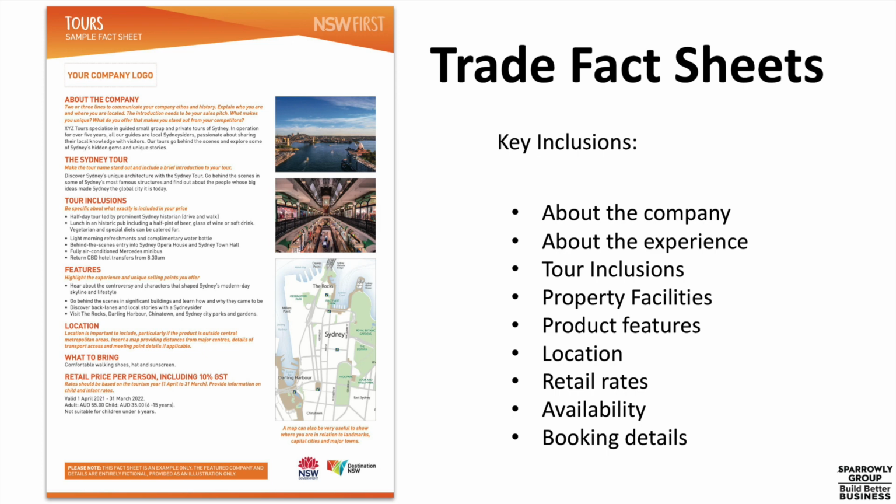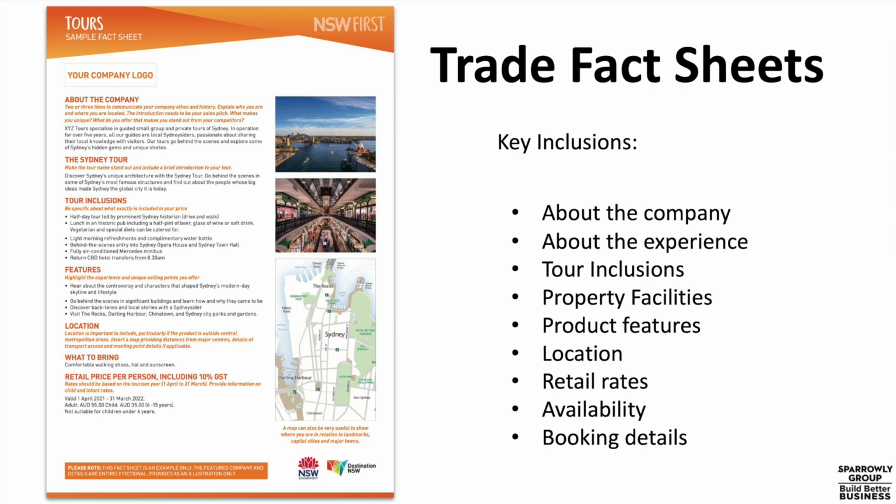A fact sheet, as the name implies, is all the facts about your product. It should communicate the key information that a distribution partner needs to sell your experience. It's presented as a PDF document and should be no more than 2 pages. If you offer multiple tours or experiences, you will need to develop a fact sheet for each offering.